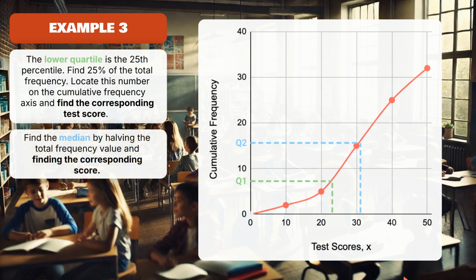Now let's find the median. This is known as Q2 and lies in the middle of the data. As calculated earlier, the median is the 16th score, which is around 31.